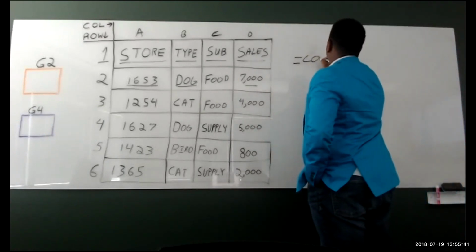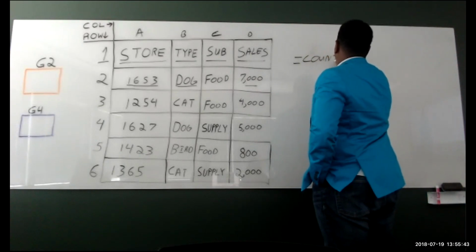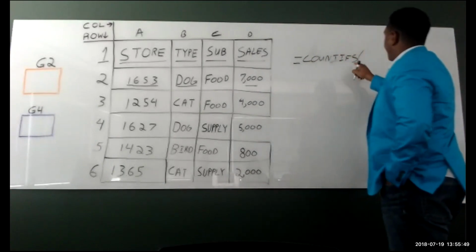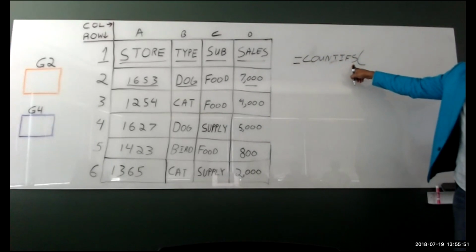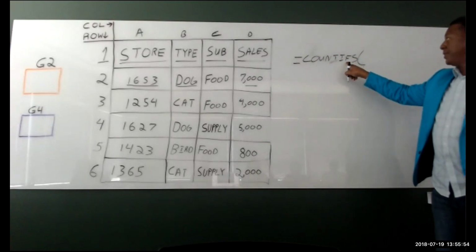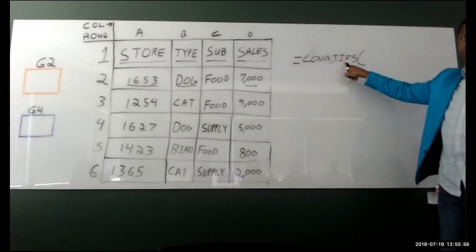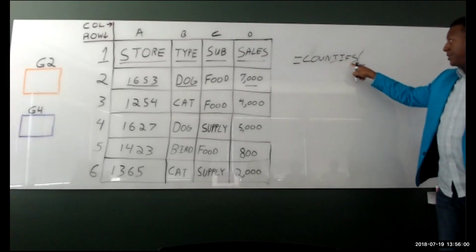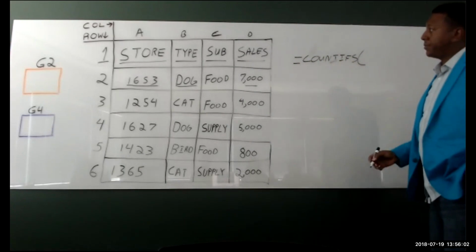So on a COUNTIFS, the S is just saying multiple criteria. Okay, the IF is if and only if. So if and only if for multiple criteria. That's what this piece is in layman's terms.